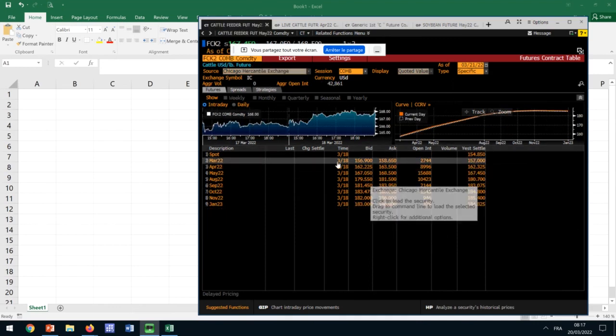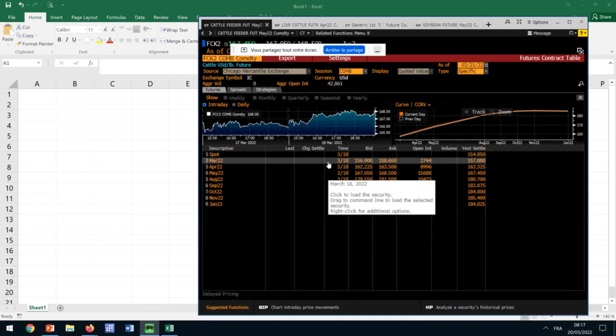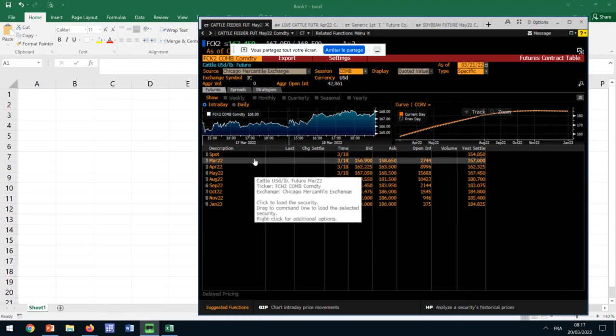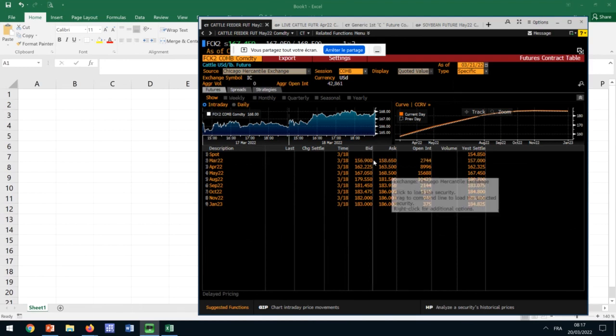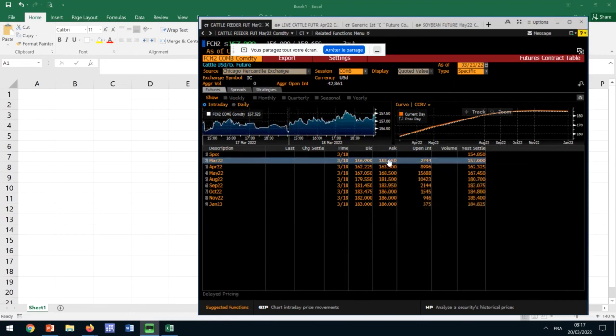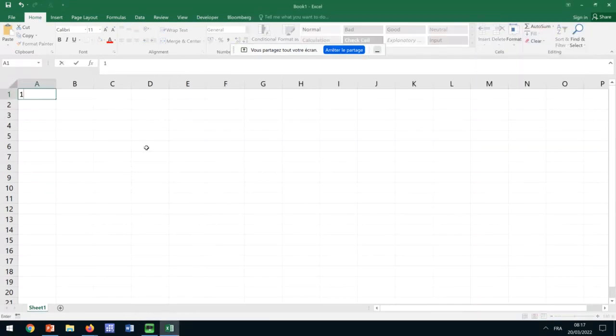So we have the May 22 contract here, and we are back to the feeder cattle. Let's suppose we buy our young calves in May. So which one of the contracts is relevant? We have a bid and an ask. It's simple. If you want to buy, it's always the one that's bad for you. So if it's buy, it's the ask contract. So we have 158.6. Maybe we should put that here.